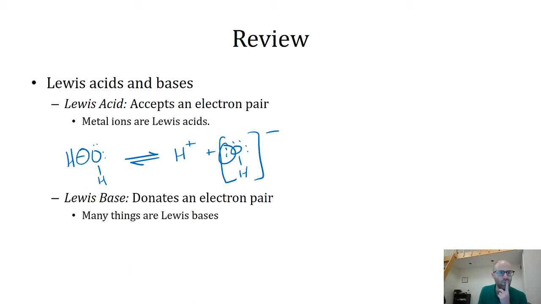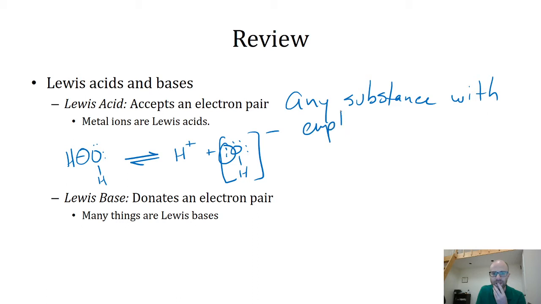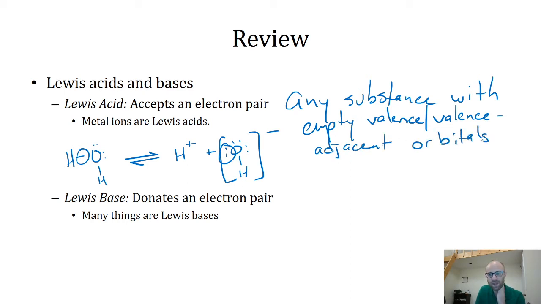So instead of looking at these Bronsted-Lowry, we're going to look at electron pair acceptors as any substance with empty valence or valence adjacent orbitals. The most common substances that have empty valence or valence adjacent orbitals are metal ions.